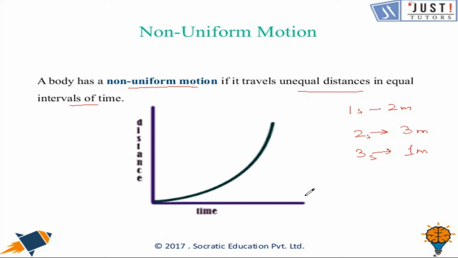And always remember, the distance time graph for non-uniform motion is a curved line, as you can see it here. One example we can discuss again here. If we drop a ball from the roof of a tall building, we will find that it covers unequal distances in equal intervals of time. It covers 4.9 meter in the first second, 14.7 meter in the second, 24.5 meter in the third second, and so on. So, a freely falling body always exhibits a non-uniform motion.